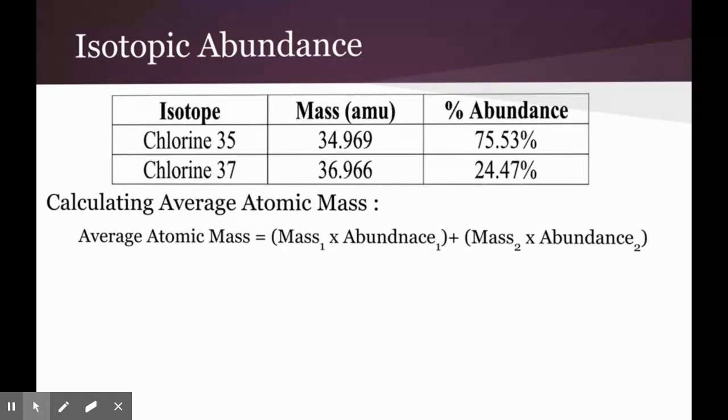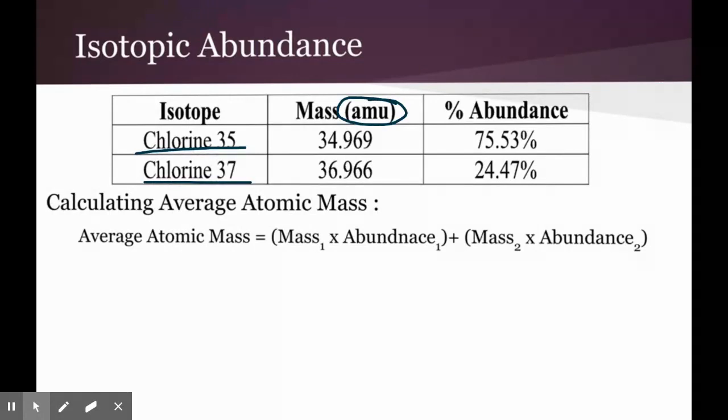We can use experimental procedures to find out the percent abundances of the different isotopes of the elements that are in nature. Here's some information for the two different isotopes of chlorine. We have chlorine 35, whose mass is 34.969, and its percent abundance in the atmosphere is 75.53%. We also have chlorine 37, and its mass is 36.966, and its percent abundance is 24.47%.